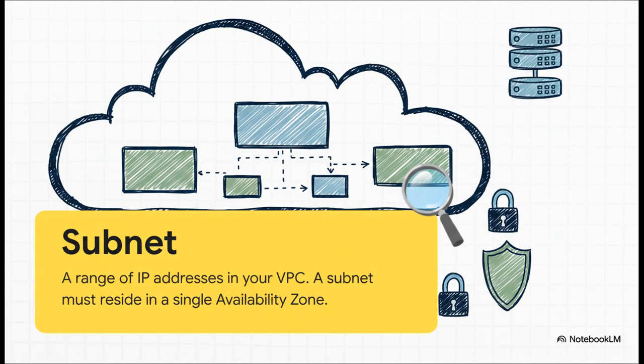Let's start with subnets. A subnet is basically a section or a partition inside your VPC. It's a block of IP addresses. And here's the really important part. Each subnet lives in a single availability zone. That just means a distinct physical data center. And that is the secret to building applications that can withstand failures.